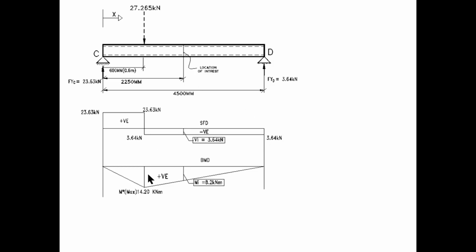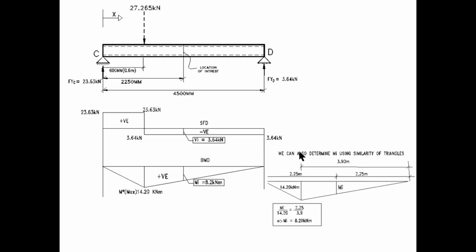Also, from the internal bending moment, because we have a linear diagram, we could have worked it out using similar triangles, and that would have been a lot easier than taking a free body diagram, but I thought I'd do it that way so I can show you both methods. So let's say we have the unknown Mi at 2.25 meters. We can then say Mi divided by 14.2 is equal to 2.25 divided by 3.9. And guess what? Mi yielded exactly the same result, which is equal to 8.2 kilonewton meters.